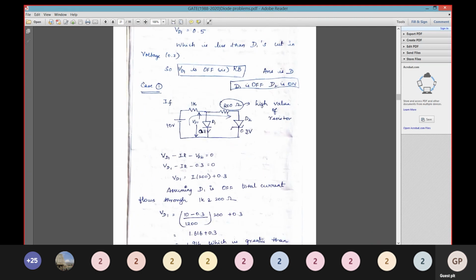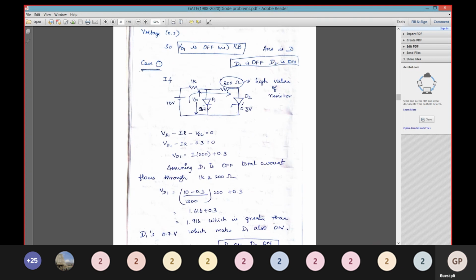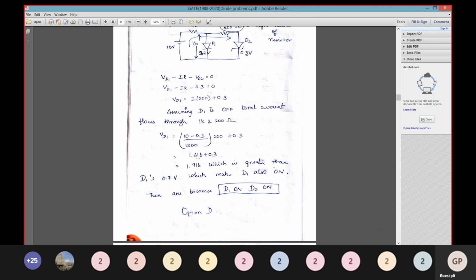And this is an alternative method of solving the problem, case one. You can just have a look at it.